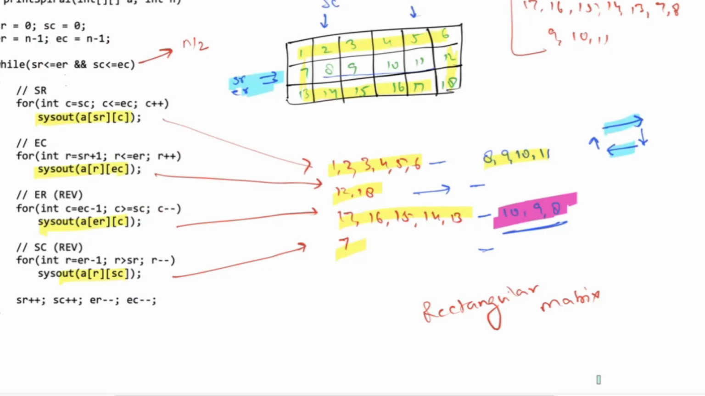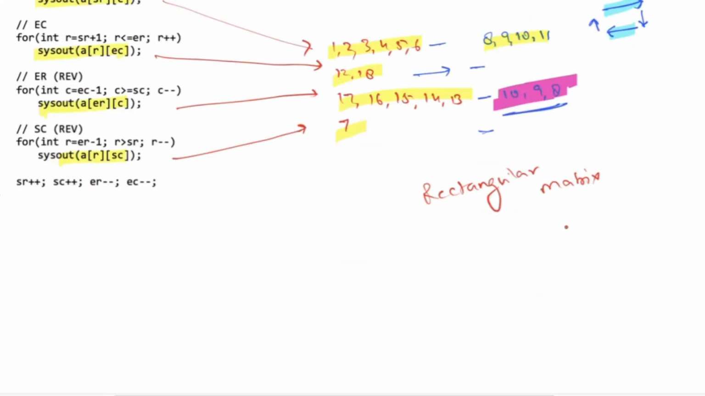So it is a row major rectangular matrix. If it is a column major rectangular matrix, then the column will get printed twice, right? So let's take it as homework and see how we can fix it.